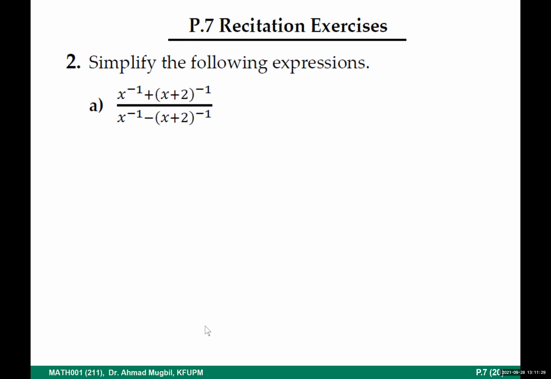Let me pause the recording and take the attendance.